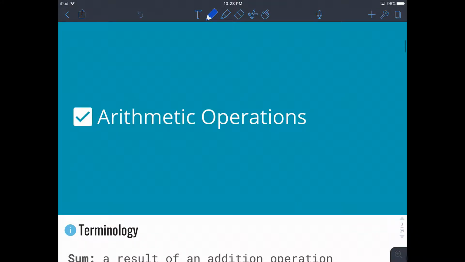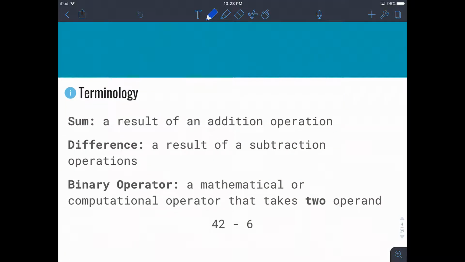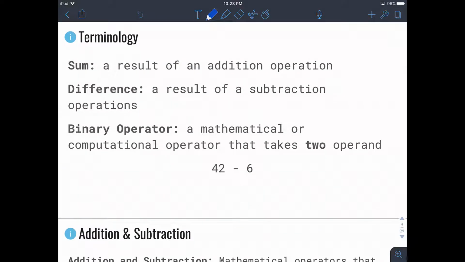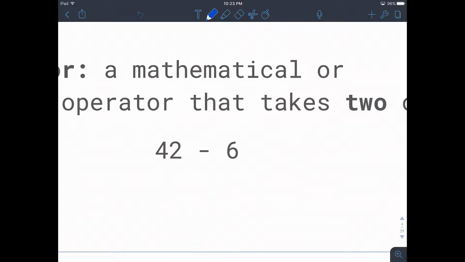Let's talk about the arithmetic operators. Some terminology for you to start off. Sum is the result of an addition operation, whereas a difference is the result of a subtraction operation. Then we are going to talk about binary operators. Binary operators are mathematical or computational operators that take two operands. Right here we have 42 minus 6. For the subtraction operator, these are our operands.